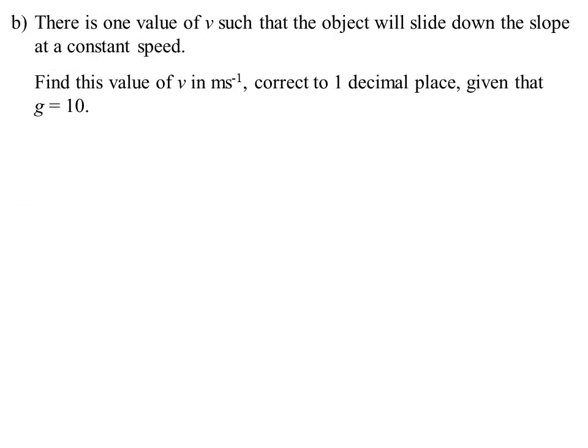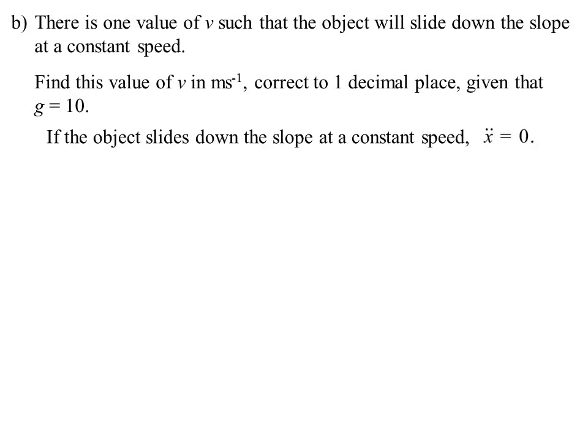There's one value of v, such the object will slide down the slope at a constant speed. Find the value of v given that g is 10. So it made life a little bit easier for us. Nice neat 10 rather than 9.8. Well, what do we know? If it's sliding down with a constant speed, then its acceleration must be 0, because it's not changing. Okay, well therefore, that resultant force that we just found must equal 0, because mx double dot would be 0. We just now need to find v.